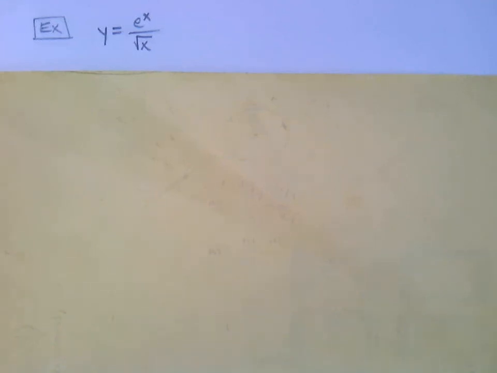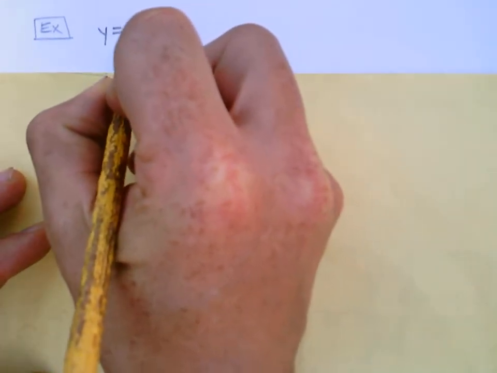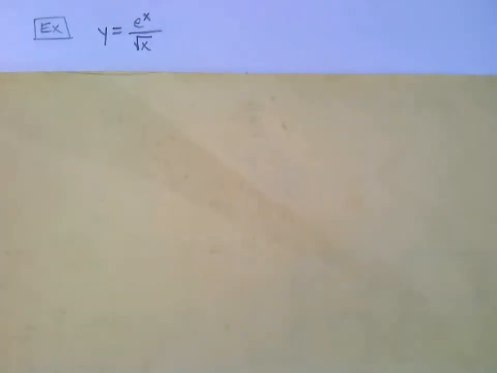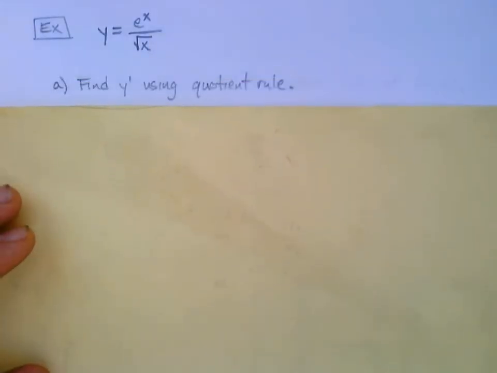Okay, so we'll move on to something a little bit different here. Obviously, still using product rule and quotient rule. So let's take a look at this function. y equals e to the x over the square root of x. All right, in part A, we are going to find y prime using the quotient rule.